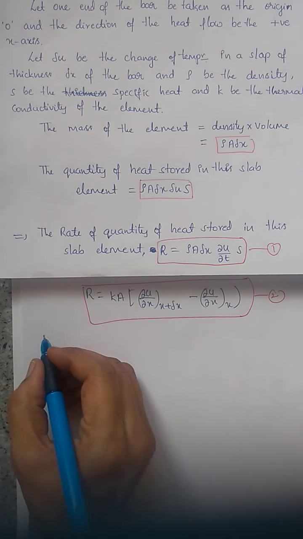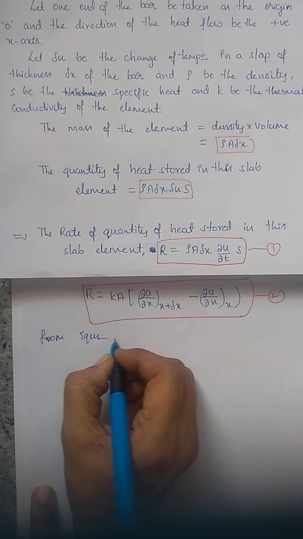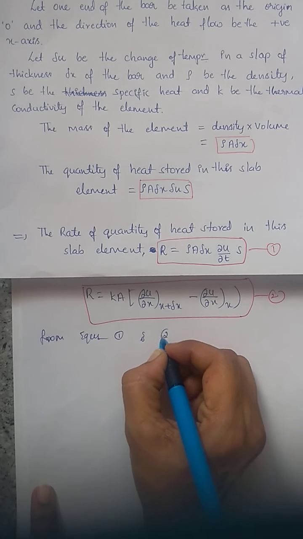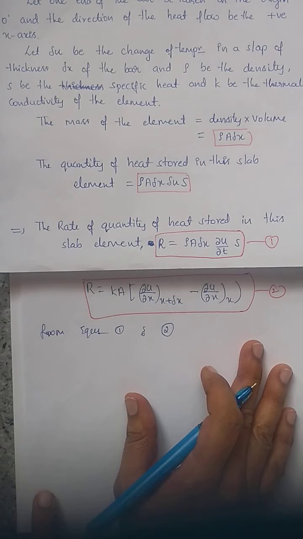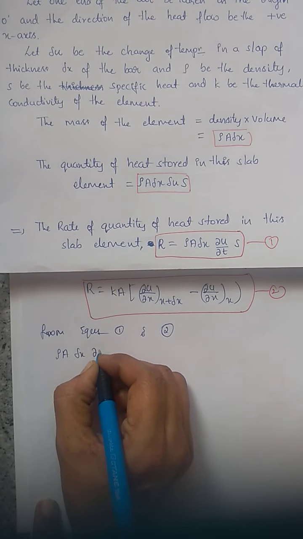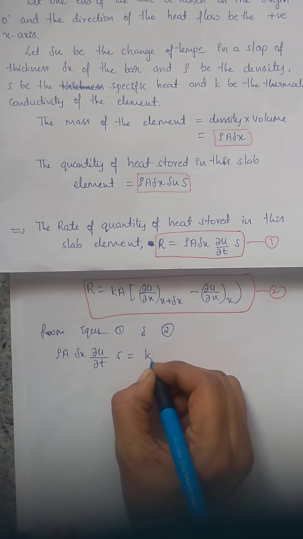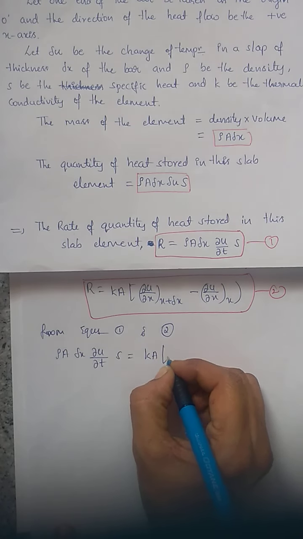From equations 1 and 2, we can write, equating both sides, we get rho A delta X dou U by dou T is equal to the RHS of equation 2, which is K A, constant outside, times dou U by dou X at X plus delta X minus dou U by dou X at X. Next, simplify this.